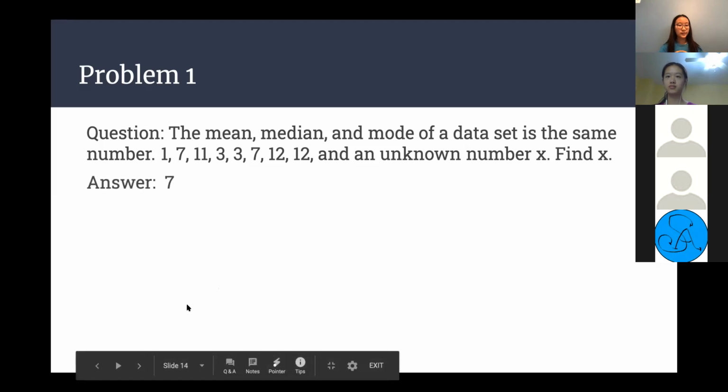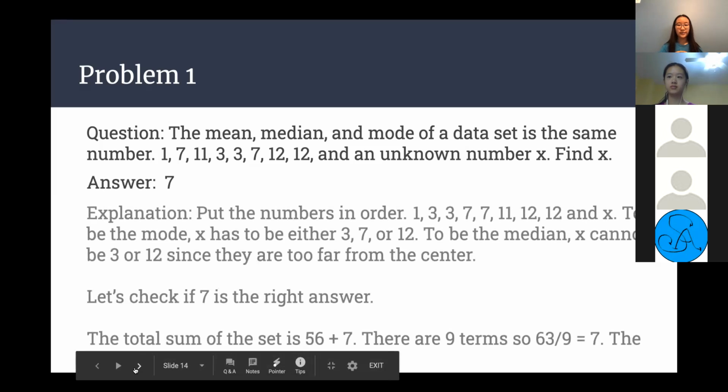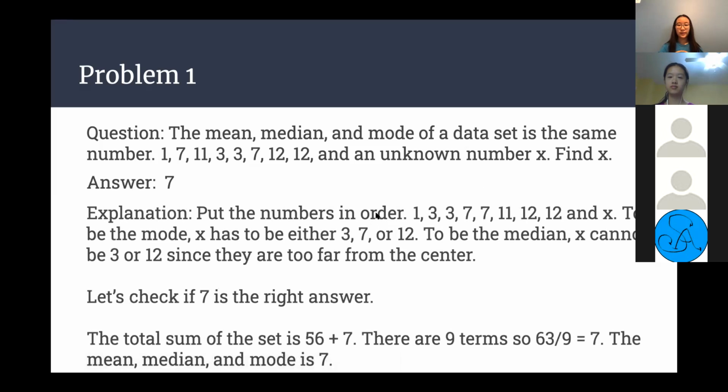Okay, so the answer to this problem is that x equals 7. And so as Amy said, the first step should be putting the numbers in order. And that lets you easily see that to be the mode, x has to be either 3, 7, or 12.